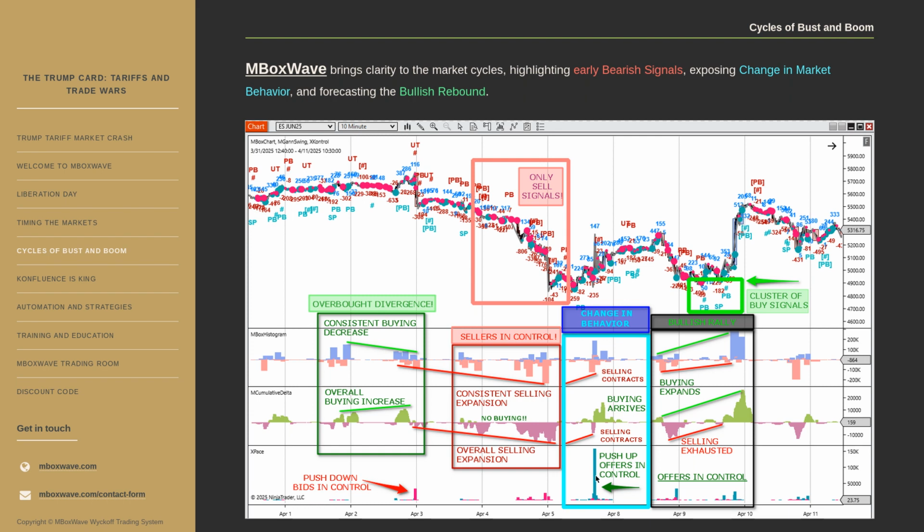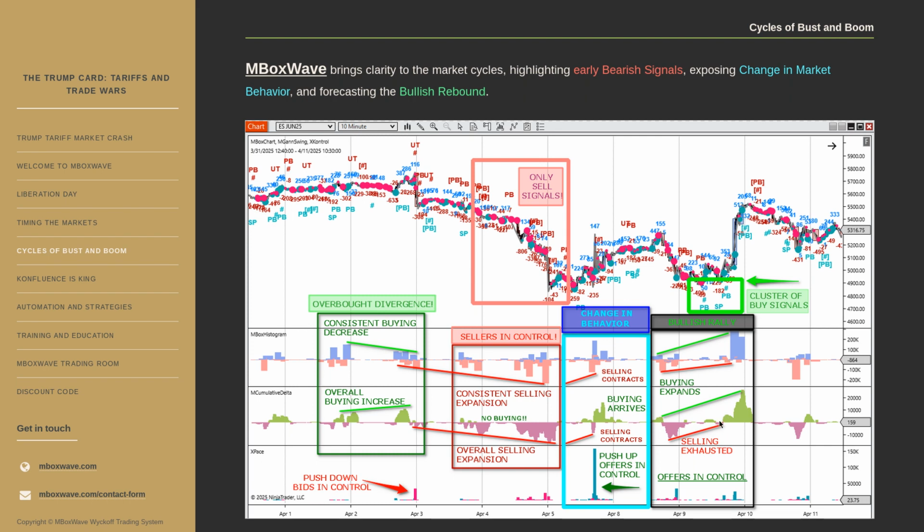We need to understand the entries in the context of the overall analysis, which, if we're looking for a long position, what would be more appropriate is when we get to, before this bullish rally. What happens? Well, we see that buying is expanding. We see that the selling is exhausted, right? At this point right here, we see the selling is exhausted.